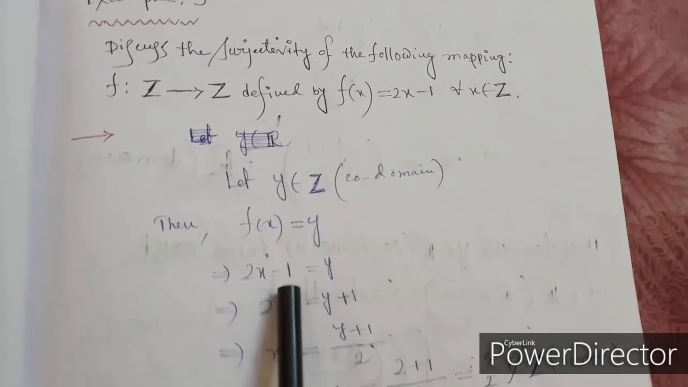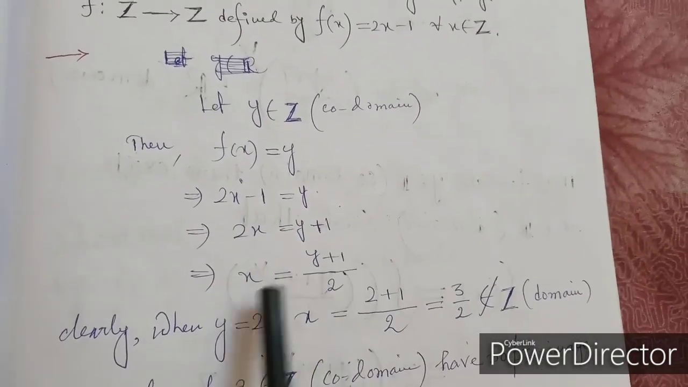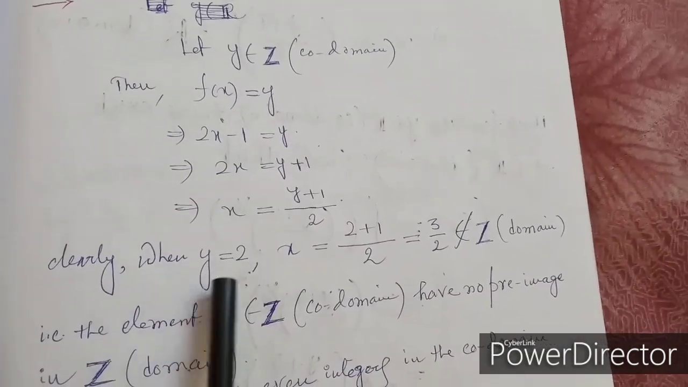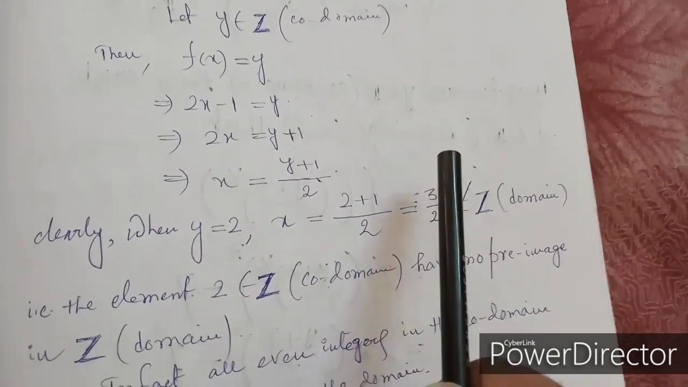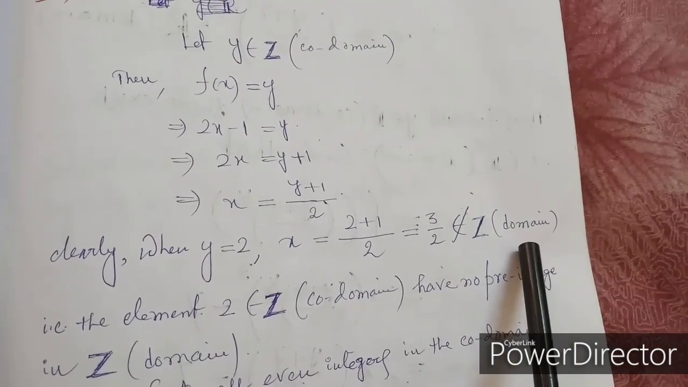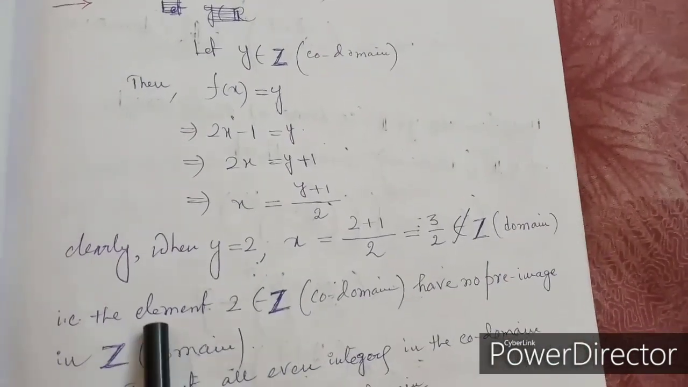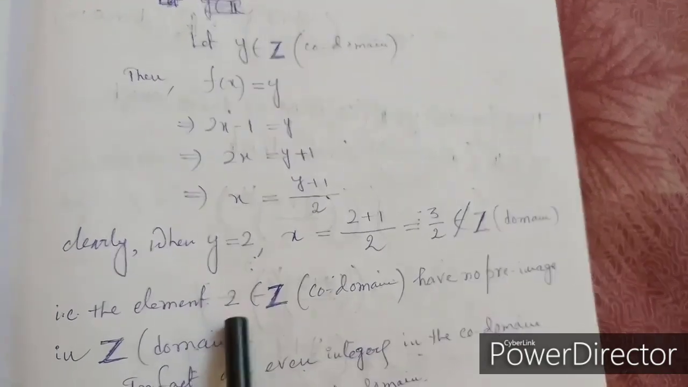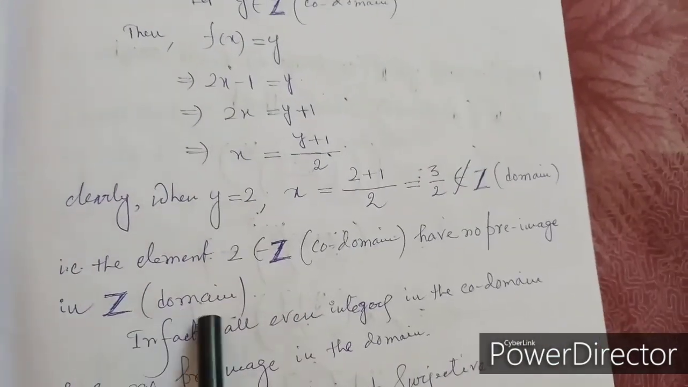So 2x minus 1 equal to y. So 2x equal to y plus 1. So x equal to (y plus 1) by 2. Now clearly when y equal to 2, x equal to (2 plus 1) by 2, how much? Equal to 3 by 2, and that doesn't belong to Z, means domain. That means we see that the element 2, because y equal to 2, the element 2 belonging to Z in the codomain has no pre-image in Z, that means domain.